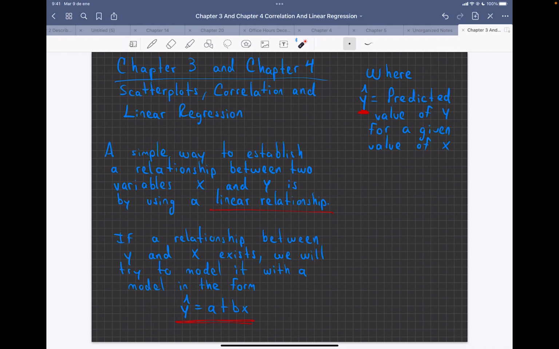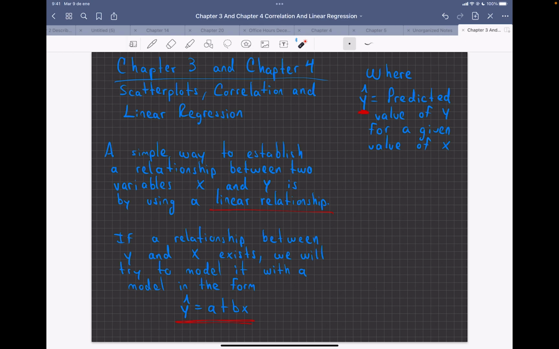With this we are going to see several things. First, how can we know whether we can use a linear model to describe the relationship between these two variables? Well, let's see one example.